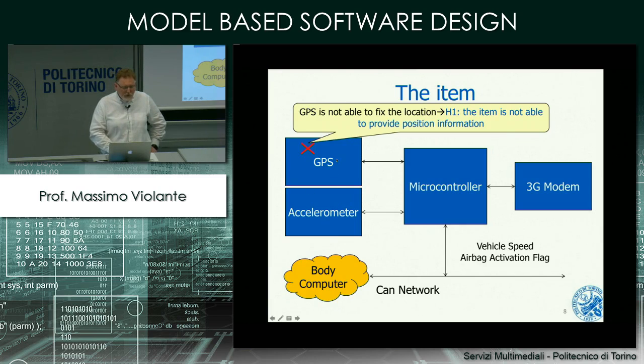So let's imagine that the GPS is not working. So the GPS is not able to fix the location. The item is not able to provide position information. This is our first hazard. Remember that the item should say to the emergency operator, the car is there, so send the ambulance there. If it is 30 kilometers away, well, that's a problem. Okay? So the lack of correct localization information is a hazard.